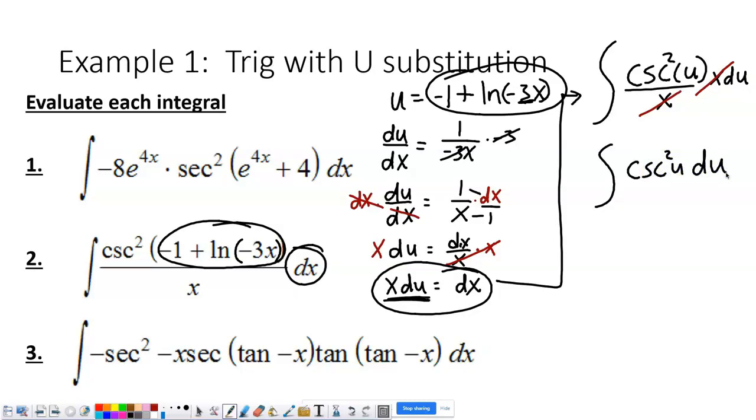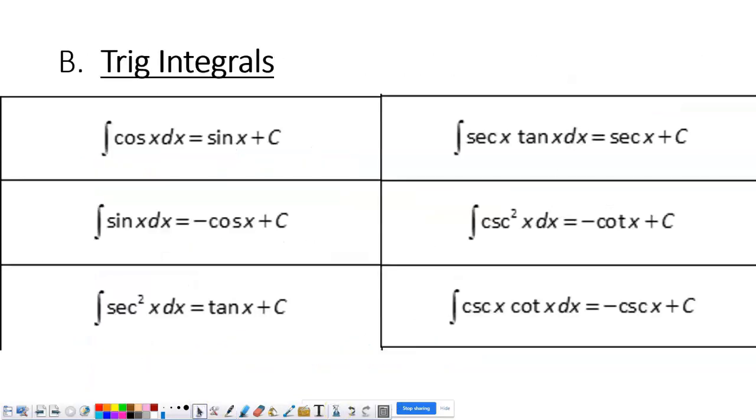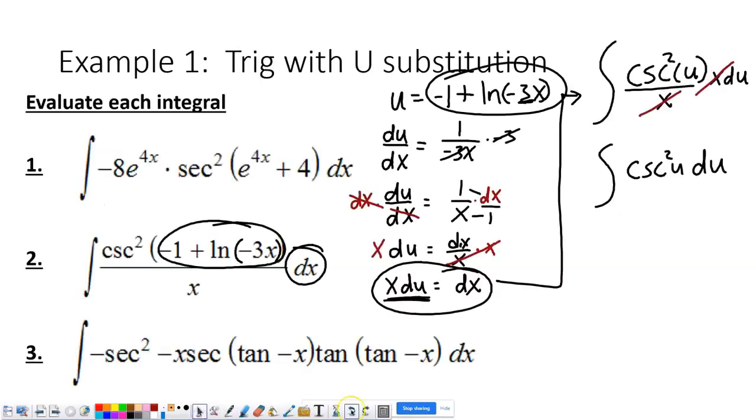And that almost fits one of our little rules on the other page there. Let's go ahead and take a look at the other page. Let me back up a little bit. Oh, actually it does fit one exactly. There it is. So the integral of cosecant squared x is negative cotangent x. So there it is. So we have our answer. Well, not the final answer, but we have the right integral.